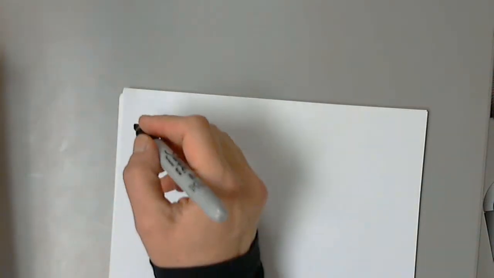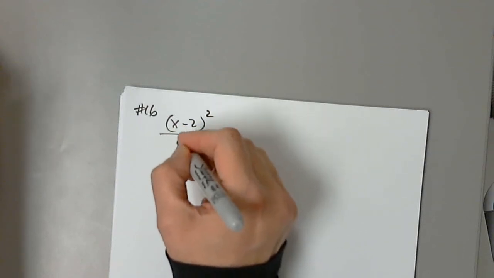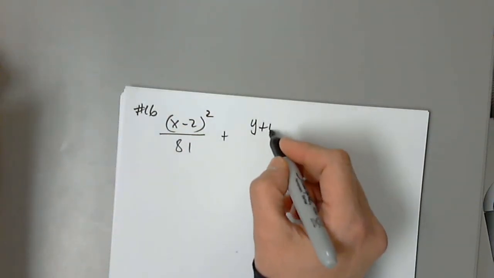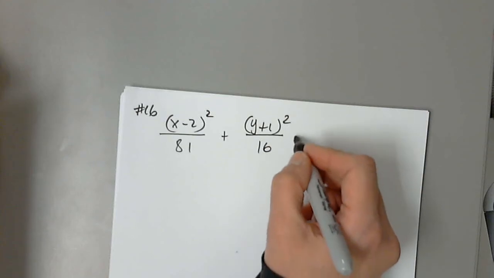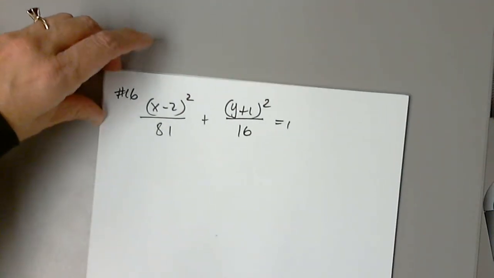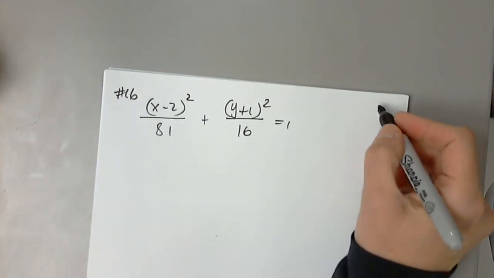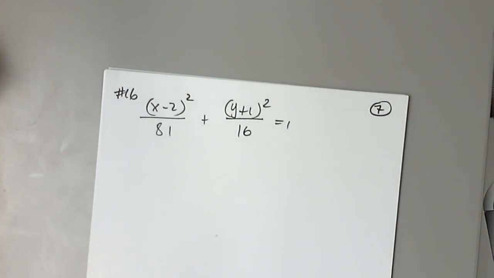Okay, next problem. We have x minus 2 everything squared over 81 plus y plus 1 squared divided by 16 equals 1. They want the same thing, but this time I would like us to graph it. So first of all, is it an ellipse? Maybe it's a circle. Is it an ellipse?